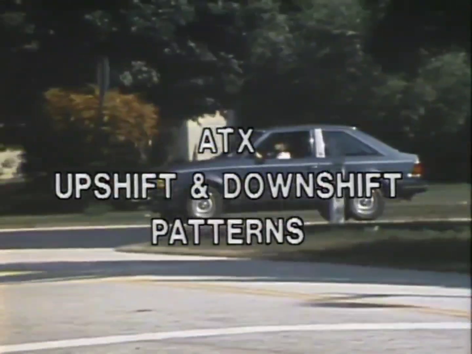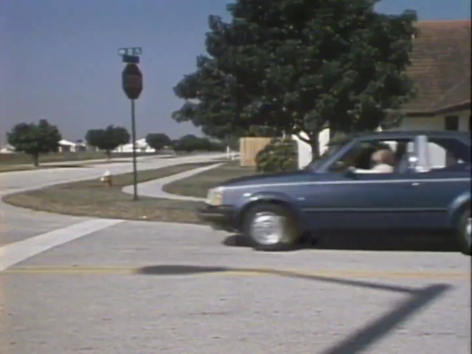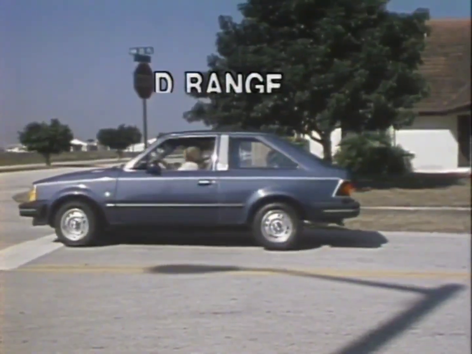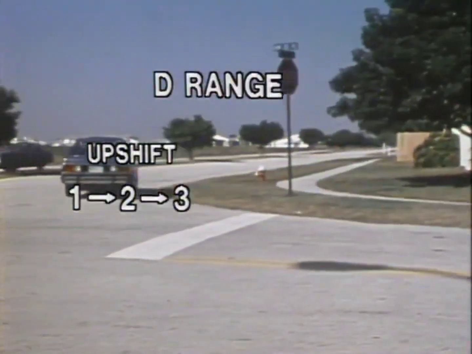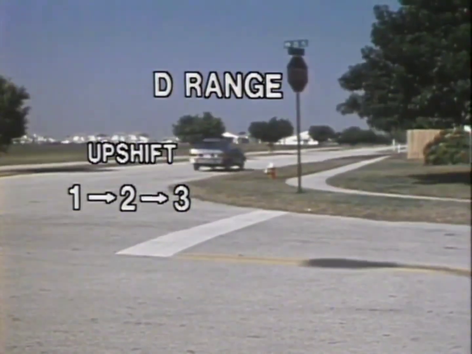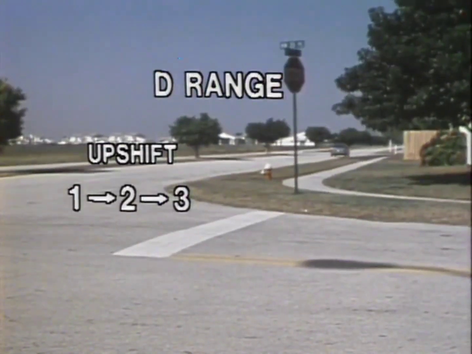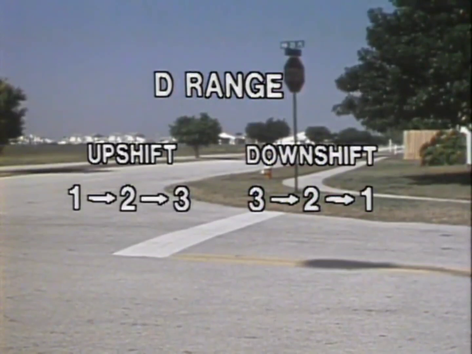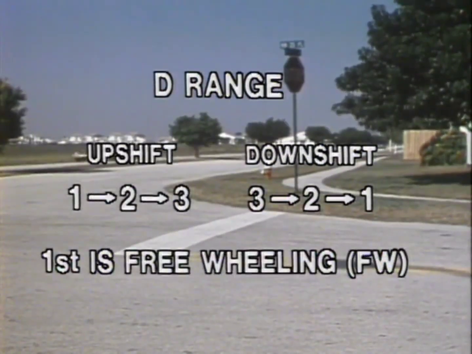In the automatic transaxle, gear selection in P, R, N, D, and 1 is the same as other Ford 3-speed automatics. In D range, the transaxle starts in 1st gear and upshifts progressively to 2nd and 3rd, 3rd being high or direct drive. Downshifts are 3rd to 2nd and then 2nd to 1st. 1st gear is freewheeling in D range.